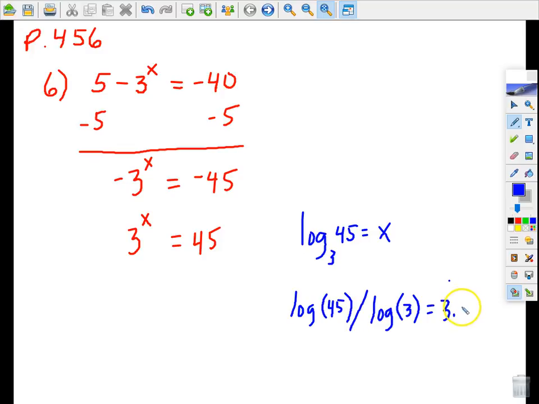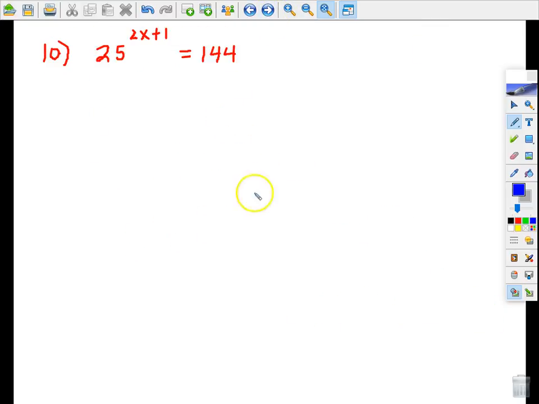My calculator says 4649. So rounding up, that would be 4650. And since we rounded, we probably should go ahead and say approximately. So that's our value for x. X is approximately 3.4650. That's our answer for number 6.